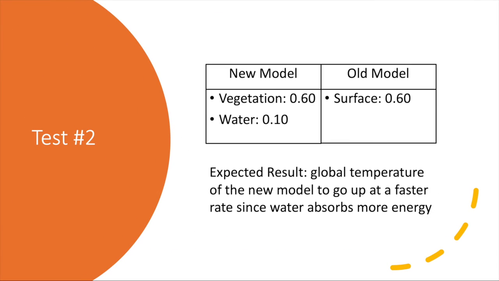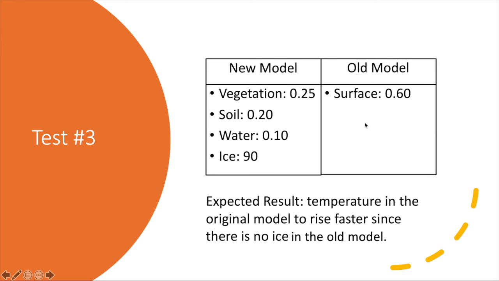So test number 2, I'm going to set these albedo values, and I basically expect the global temperature of the new model to go up faster since water absorbs more energy. There's no water in the old model. And for test number 3, I'm going to set these albedo values in the old and new model, and I expect the temperature in the original model to rise faster since there's no ice in the old model. Ice clearly reflects a lot of energy.